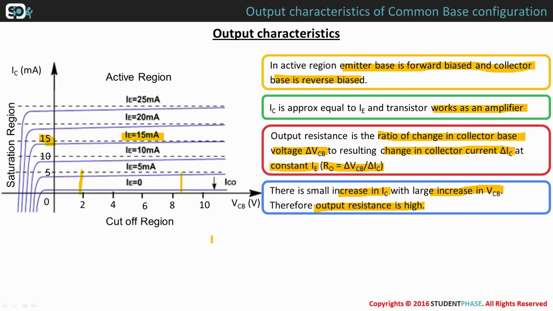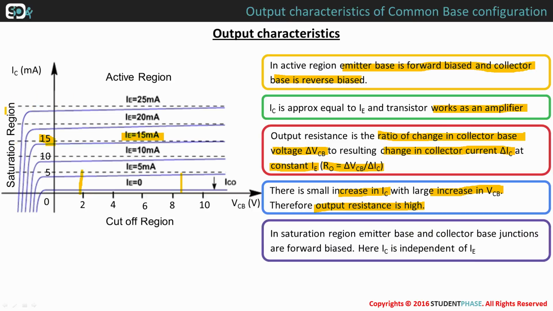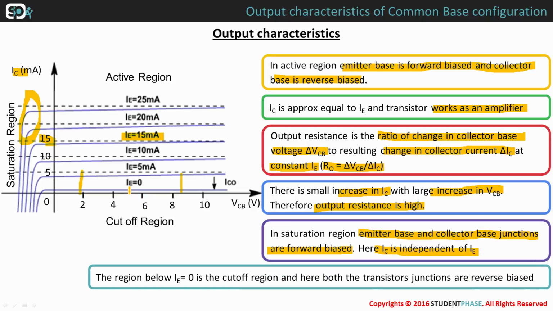In the saturation region, both emitter base and collector base junctions are forward biased. You can also see that collector current IC is independent of emitter current IE. The region below IE equals 0, which is this, is called the cutoff region, and here, both the transistor junctions are said to be reverse biased.